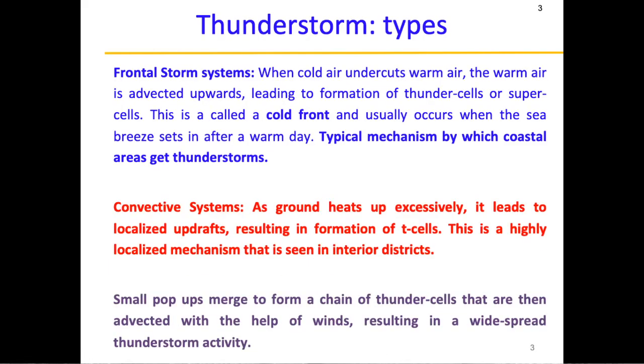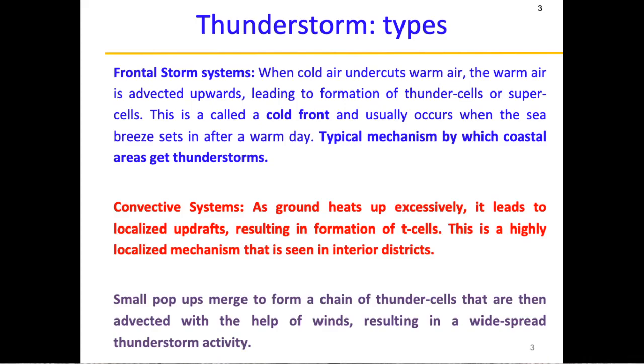There are many different types of thunderstorms. The first one is the frontal storm system. So what is a frontal storm system? When a cold air undercuts warm air. So let us say a cold air is blowing and it sweeps into the ground, and that results in the warm air which is next to it or adjacent to it. Since the cold air is moving, the warm air is lighter, so it gets lifted up or advected upwards.